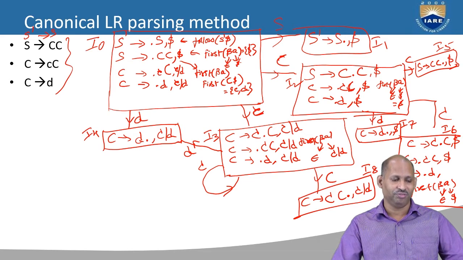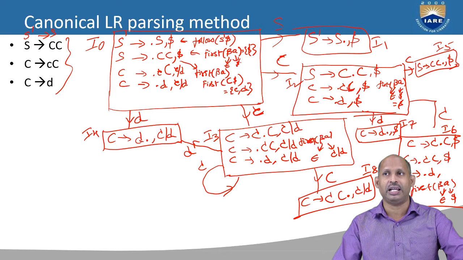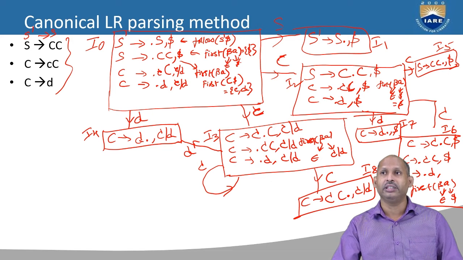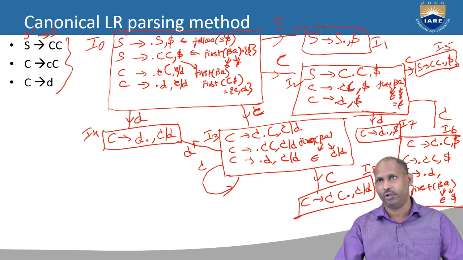Then I4. In I4, dot is at the end, so there will not be any go-to operations. Then I4 next goes to I5. In I5 also the dot is at the end, so there will not be any go-to operations. Then I6.